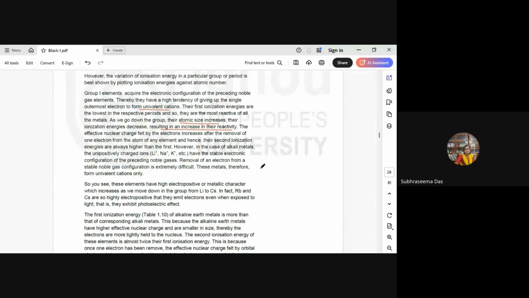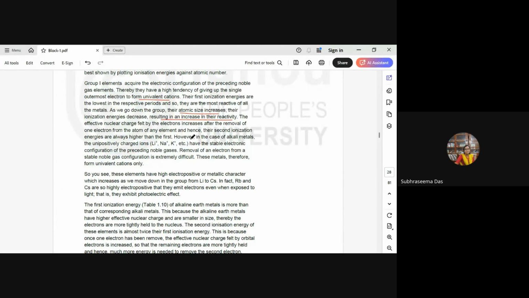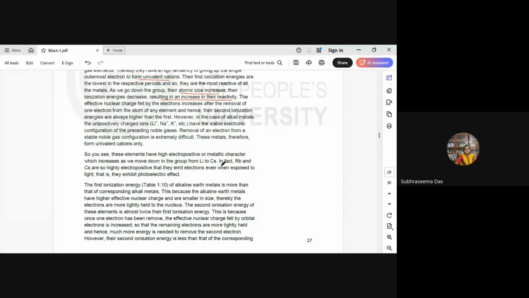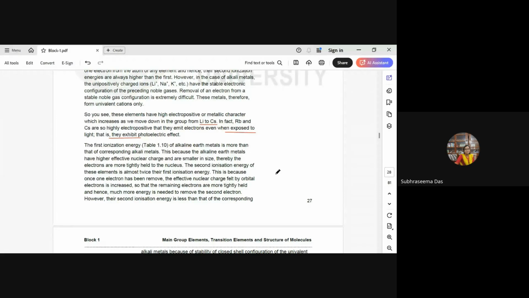Now we know they have the highest electropositive or metallic character. The metallic character increases as we move down the group from lithium to cesium. Rubidium and cesium are so electropositive that they emit electrons just when they are exposed to light. Since they have such a tendency to give up electrons so easily, when a light source is shone on them, they emit electrons, and this property is called the photoelectric effect.